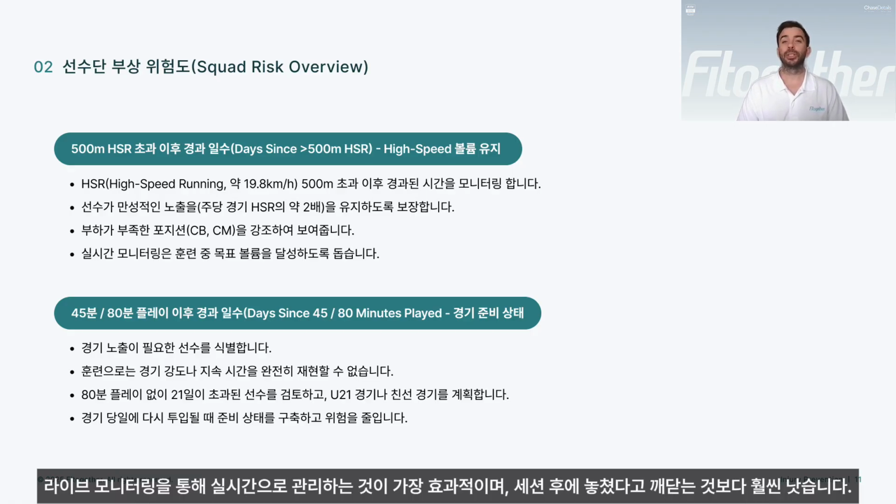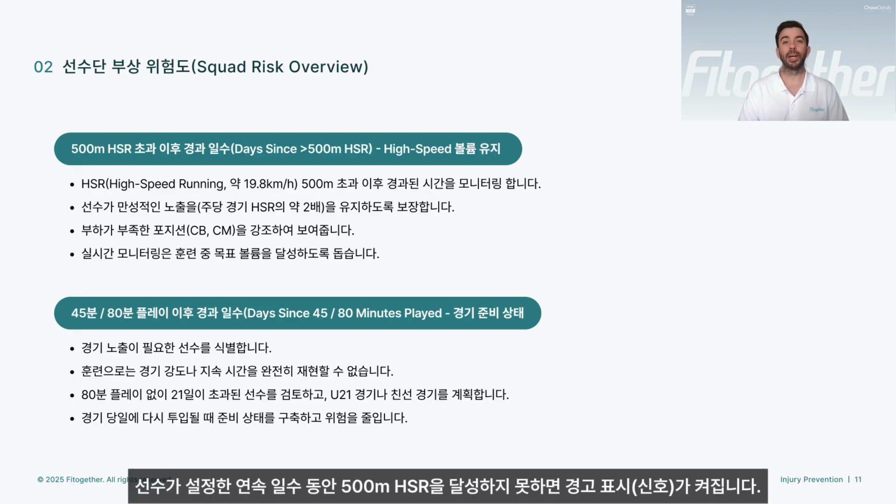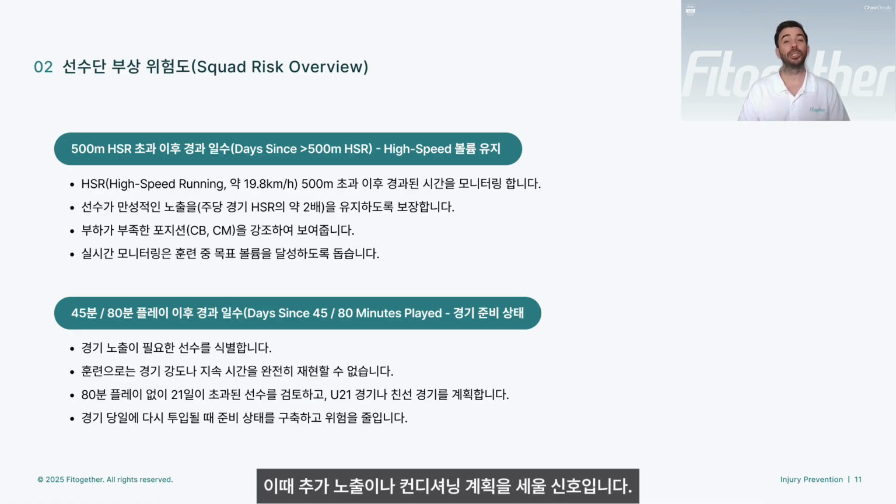Use live monitoring to manage this in real time. It's much better to hit the target during training than realize afterwards that they've missed it. If a player goes more than your chosen number of days without reaching 500 meters of high-speed running, they're flagged. It's your cue to plan additional exposure or conditioning when appropriate.